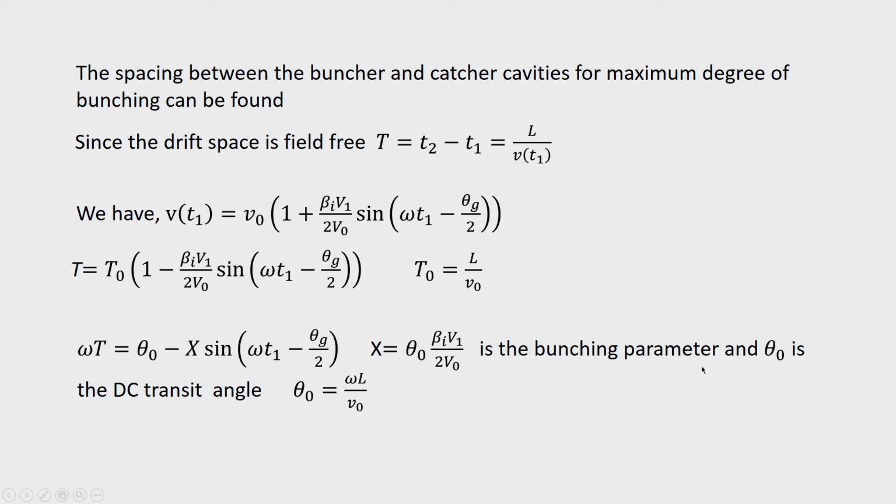This is the DC transient angle, and then we have omega T naught, beta I V 1 by 2 V naught, that means theta naught into beta I V 1 by 2 V naught, which we represent by x, and this x is the bunching parameter of the Klystron.